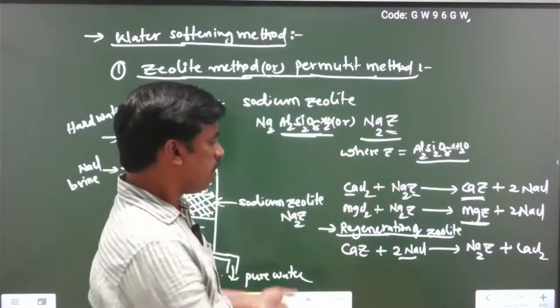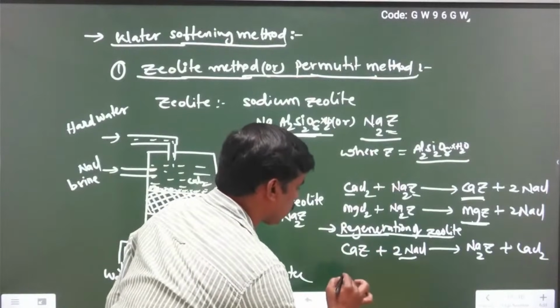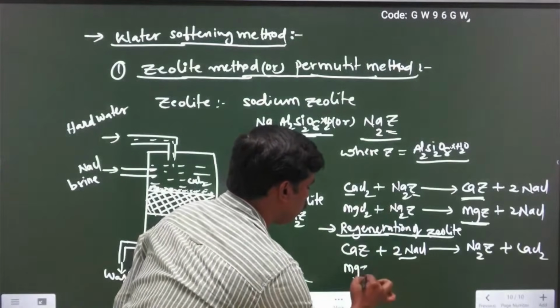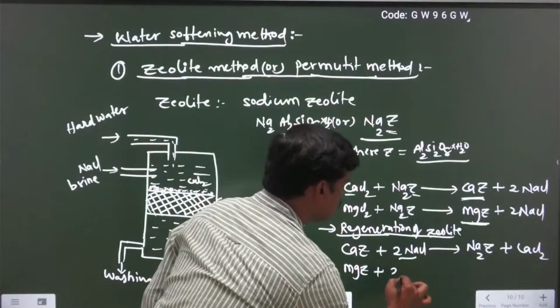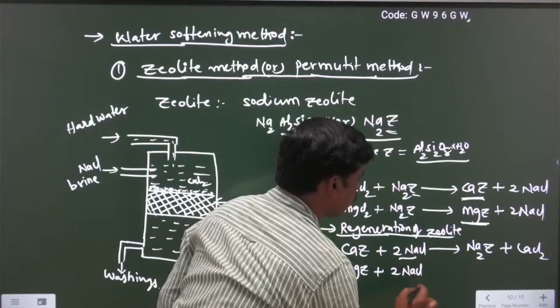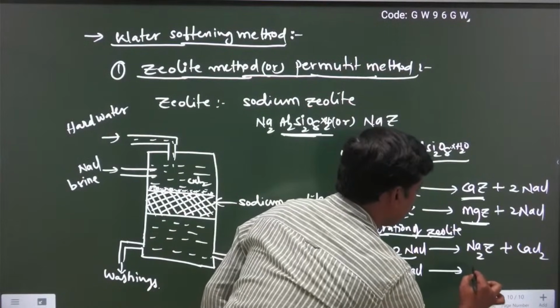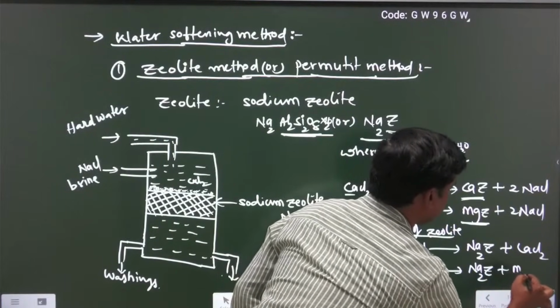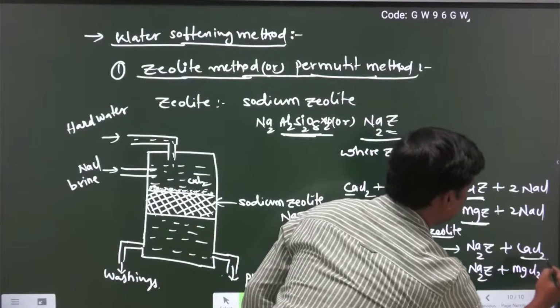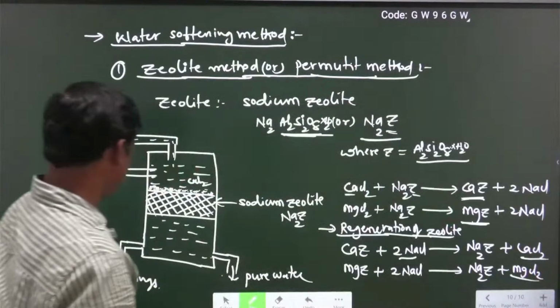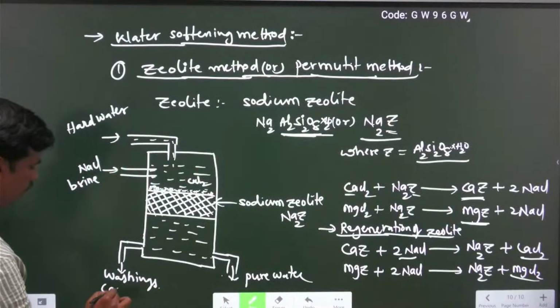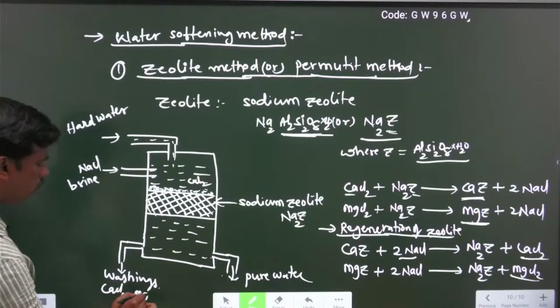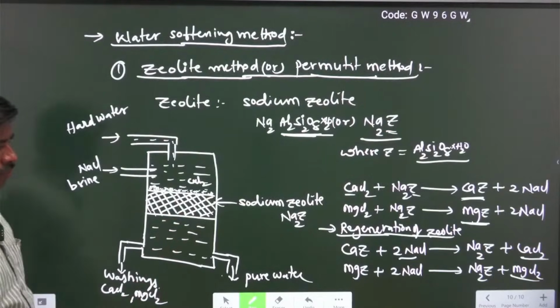You can observe, in the regeneration one more reaction you can see. Magnesium zeolite combines with 2 sodium chloride to obtain Na2Z and MgCl2. This calcium chloride and MgCl2 can be removed by washing. Calcium chloride and MgCl2 are removed from the washings.